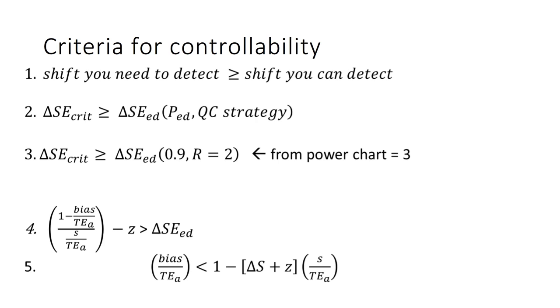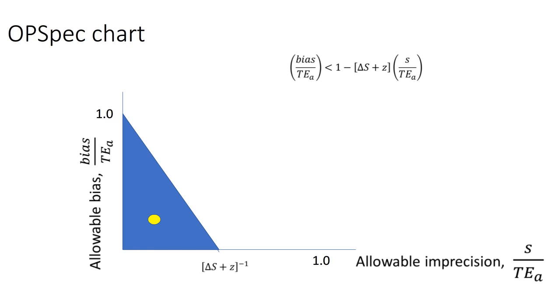As you can see, this is a straight line with a y-intercept or vertical intercept of 1 and a slope of minus delta s plus z. So this is nice. This is exactly the line that we saw associated with a QC line on the OPSpec chart. This line defines the controllable region for this particular QC rule. So the big picture is that QC rules define a controllable region in the operating plane. A QC rule can control a process operating at a particular operating point if the operating point is in the controllable region. And now we've seen how to find that line.